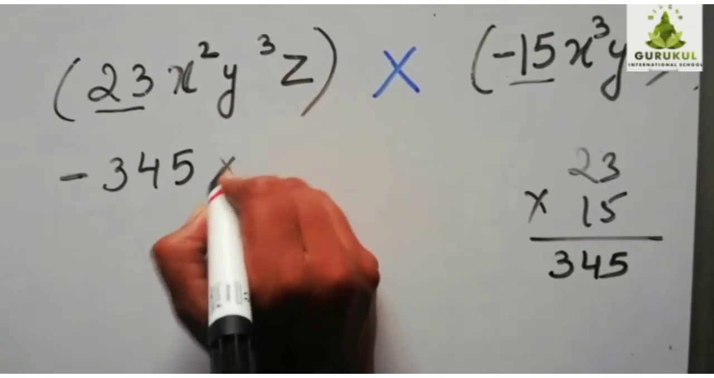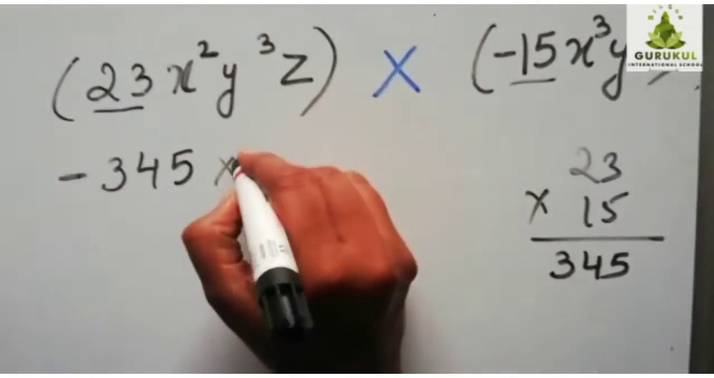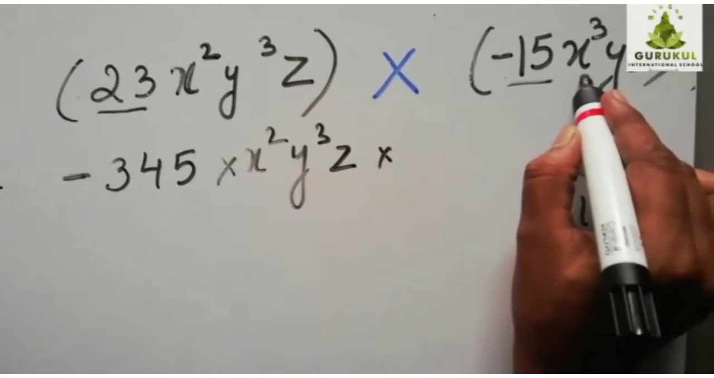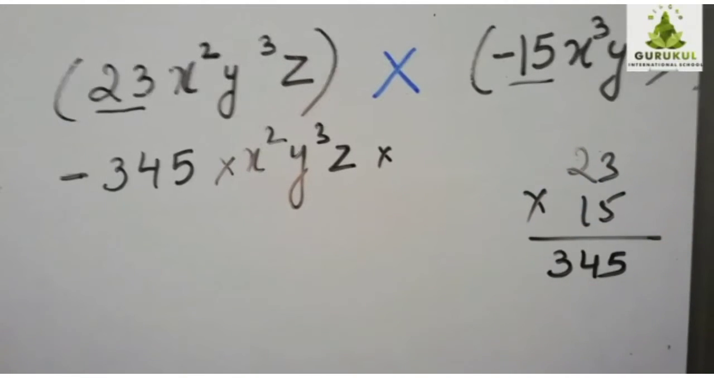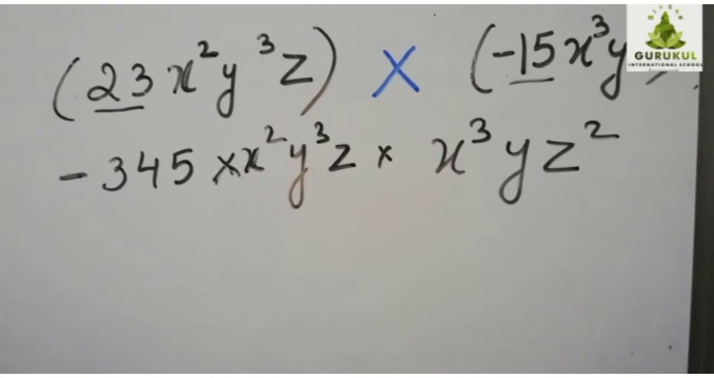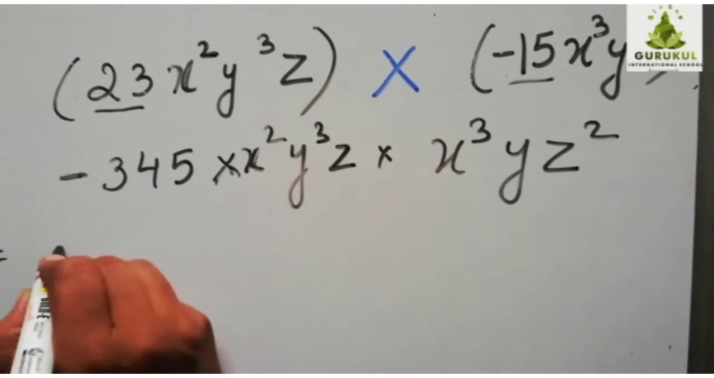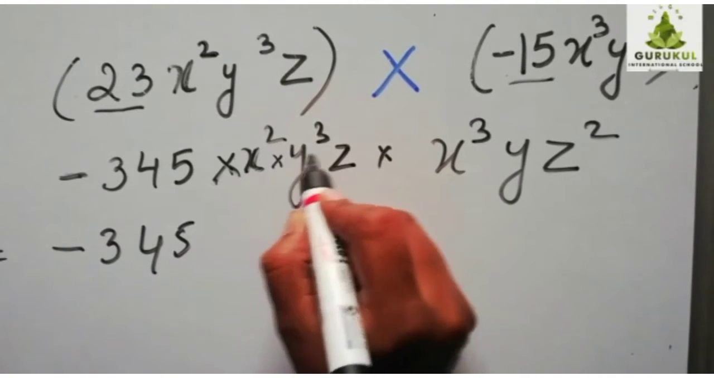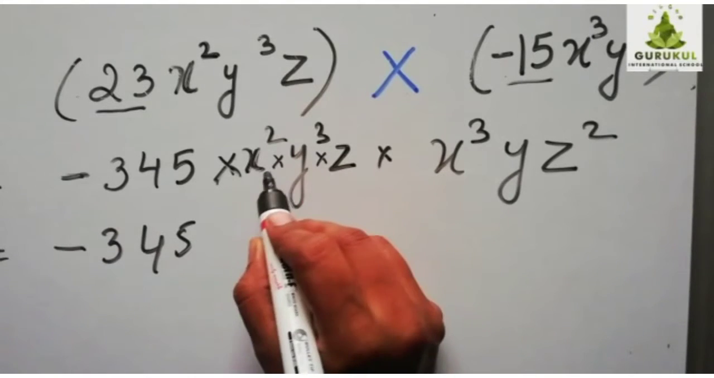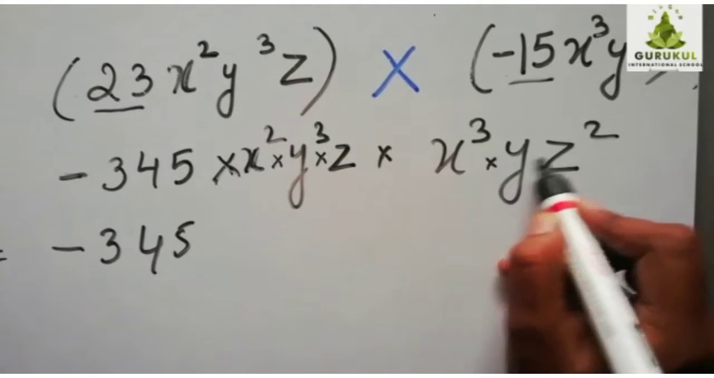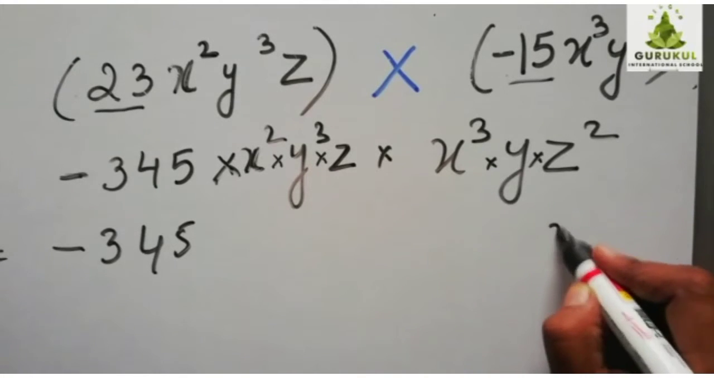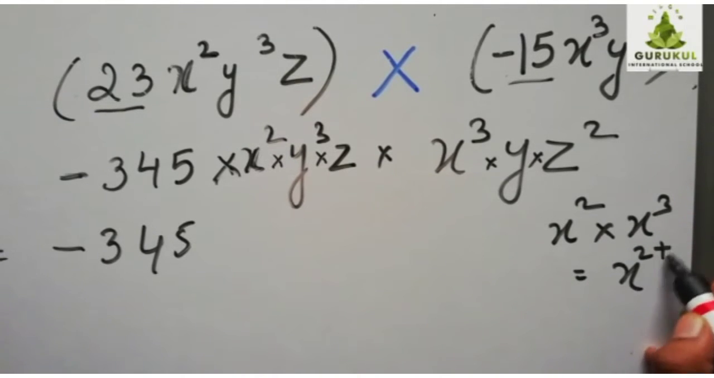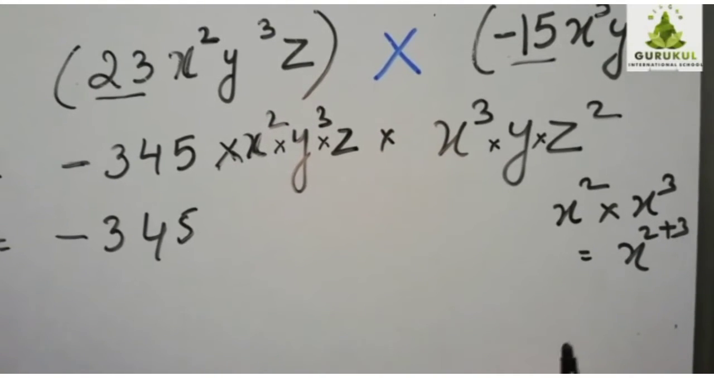Now we will see what about the variables. We will multiply the variables. What are the variables here? x square y cube z into x cube y z square. Is this much clear to you? So when you multiply, first write the coefficient as it is. x square y cube z means x square into y cube into z. Now in laws of indices you have studied x square and x cube. When you multiply, what do you write? x one time and 2 plus 3. Is it clear to you? This way you are writing.